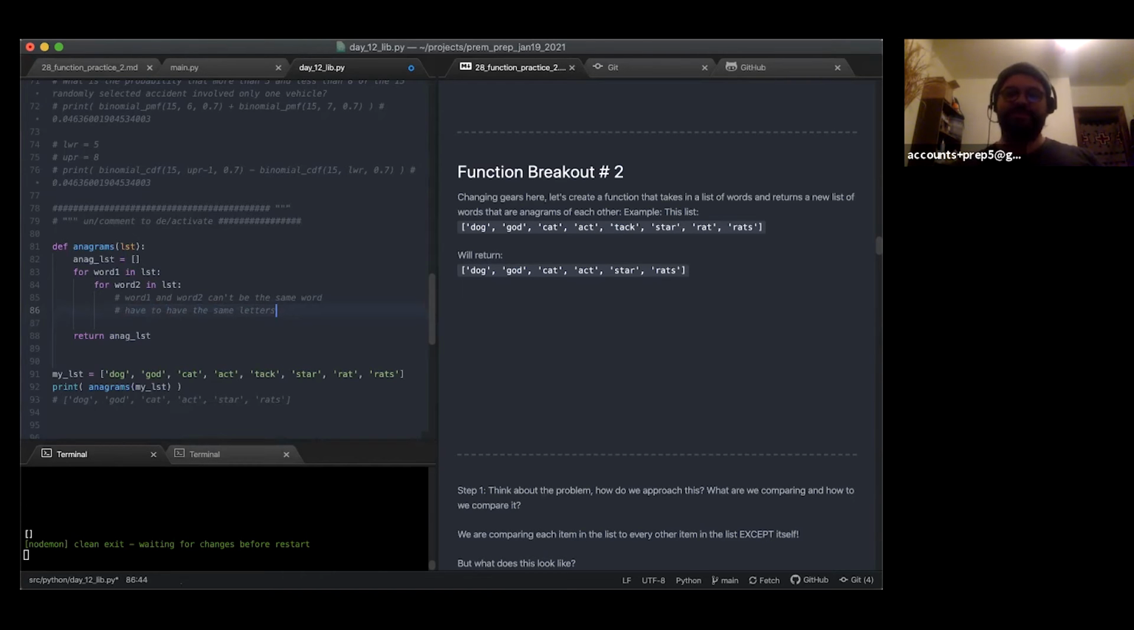In this case, I mean, yeah, ultimately we should probably account for case. In general, yeah. In this case, we'll just assume user responsibility, and we'll assume that all of the strings in the list are lowercase. But that's good thinking. And if you were actually implementing this in the real world, right?